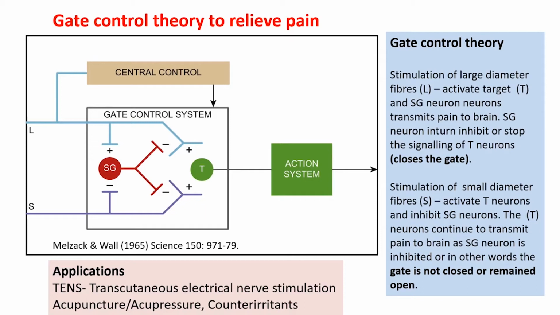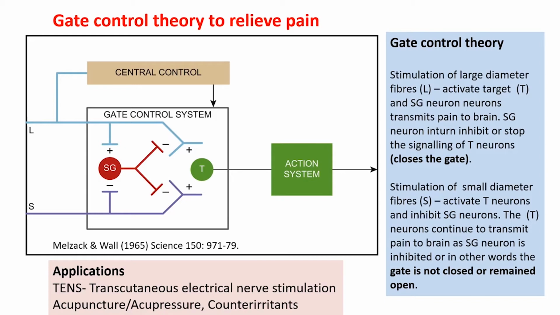On the other hand, the large diameter fibers, especially those carrying the touch sensation, when they are activated, as happens in case of a massage and other things, they would initially excite the T cells as well as the substantia gelatinosa cells. The substantia gelatinosa cells in turn inhibit the transmission further. That means presynaptically that inhibits the transmission on both sides, the large diameter fibers as well as the small diameter fibers.